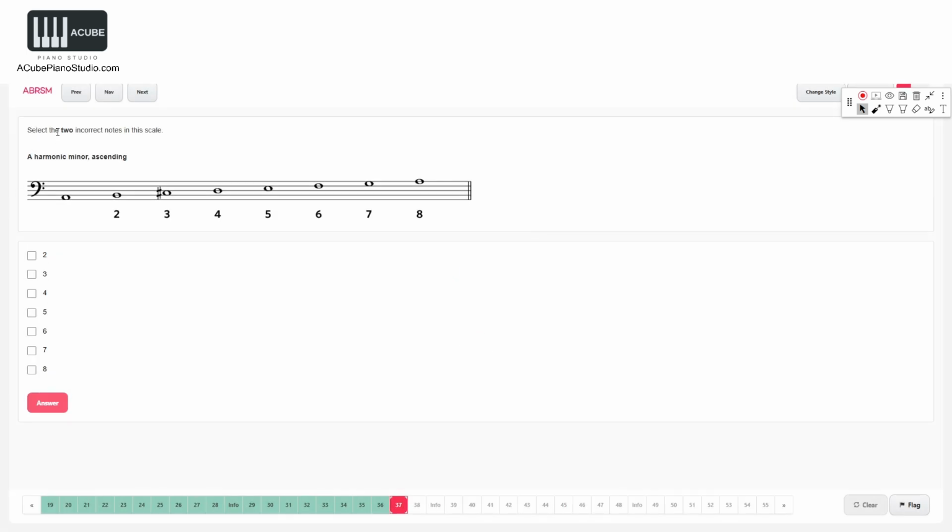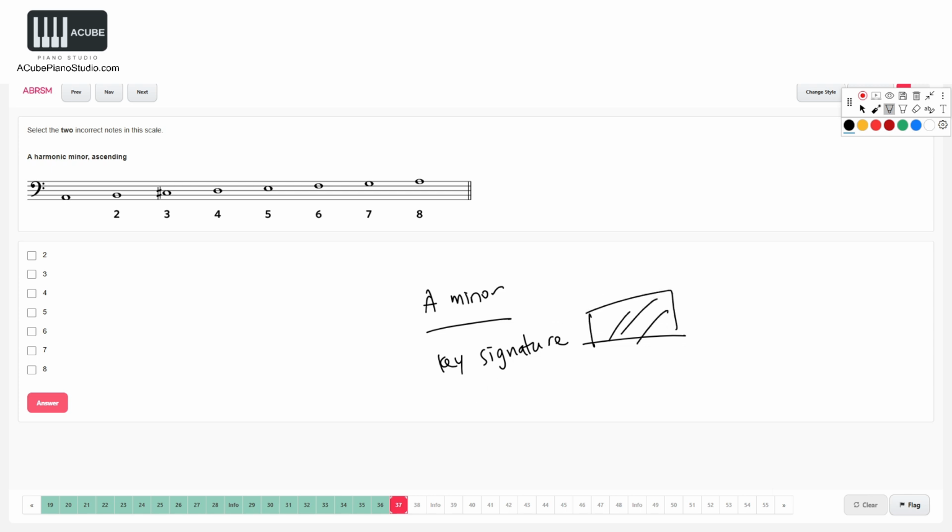Okay, next: select the two incorrect notes in this scale, A harmonic minor ascending. So let's talk about A minor first. A minor, the key signature is nothing, right? No flat, no sharp. So the key signature is empty. Then you have the 7th note. The 7th note in A minor is G, so you need to sharpen it. So you need G sharp for A harmonic minor.